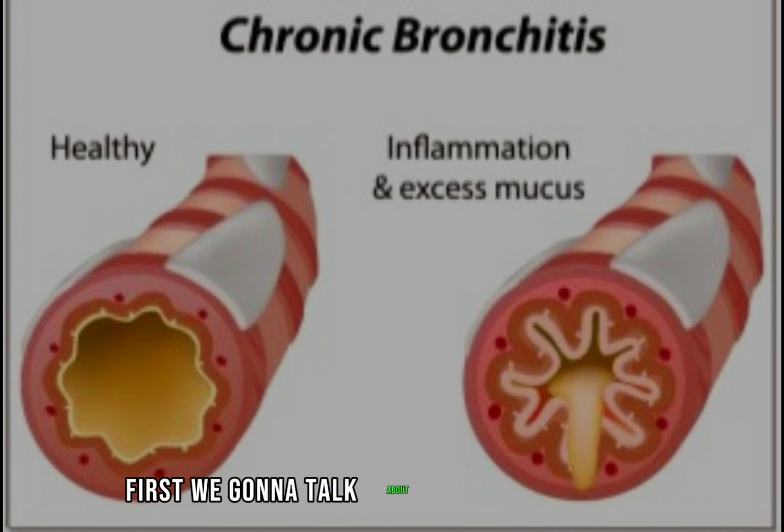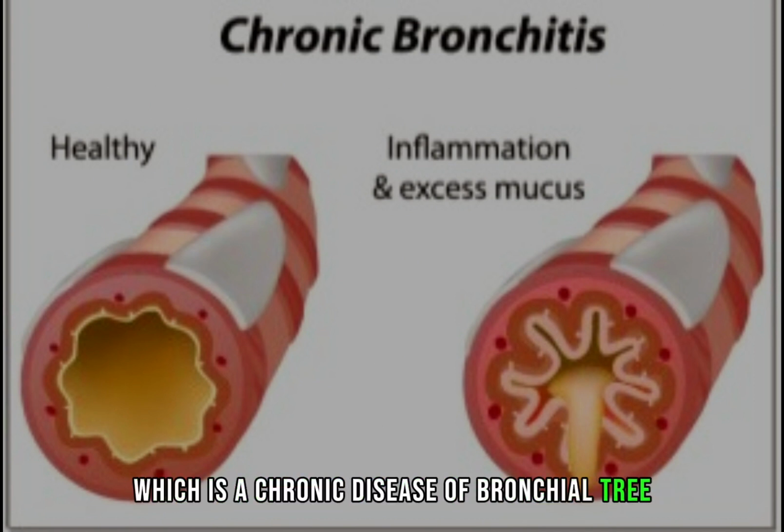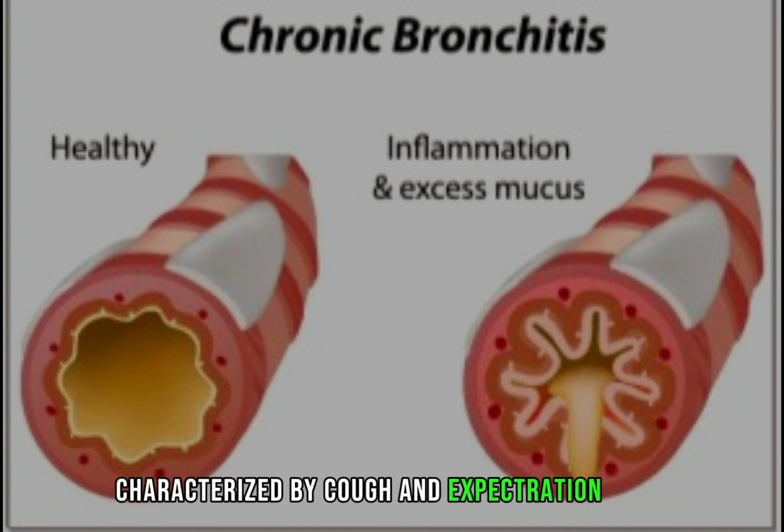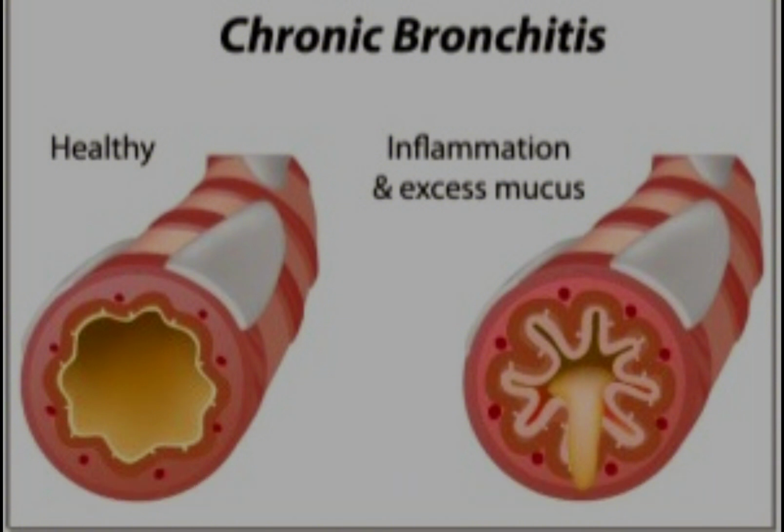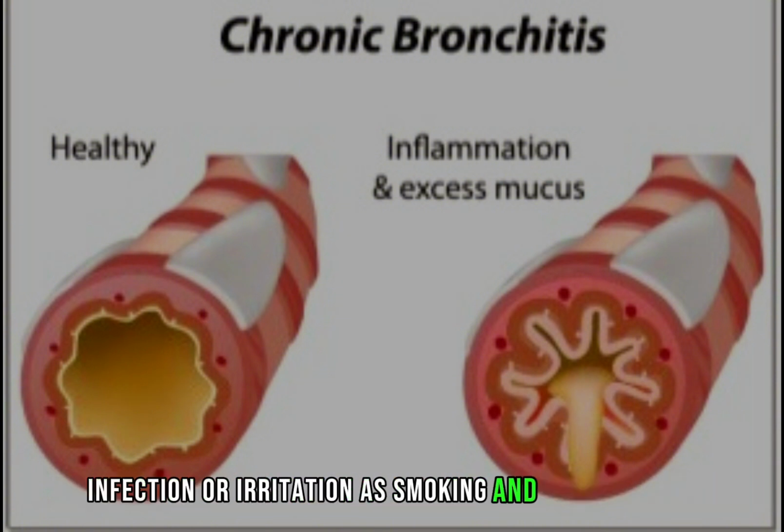First, we're going to talk about chronic bronchitis, which is a chronic disease of the bronchial tree, characterized by cough and expectoration daily, for 3 successive months, for at least 2 successive years. And causes are infection or irritation, such as smoking and air pollution.